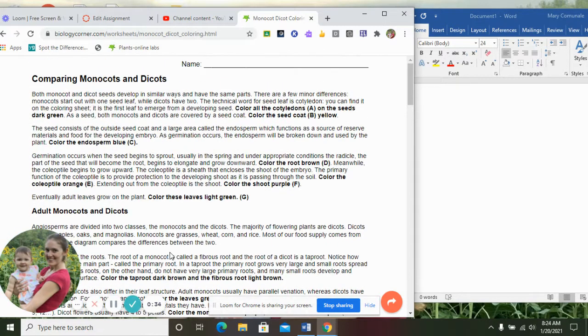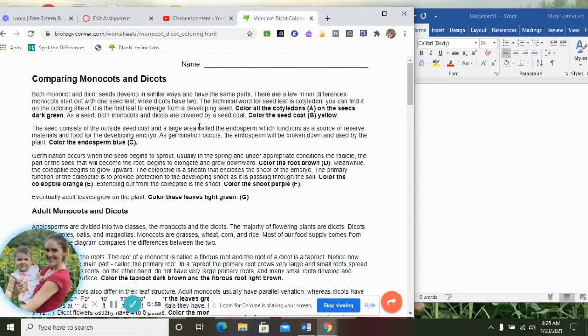So I'll start at the top. Both monocot and dicots develop in similar ways and have the same parts. There are a few minor differences. Monocots start out with 1 seed leaf, while dicots have 2. The technical word for seed leaf is cotyledon. You can find it on the coloring sheet. It is the first leaf to emerge from a developing seed. Color all the cotyledons A on the seeds dark green.